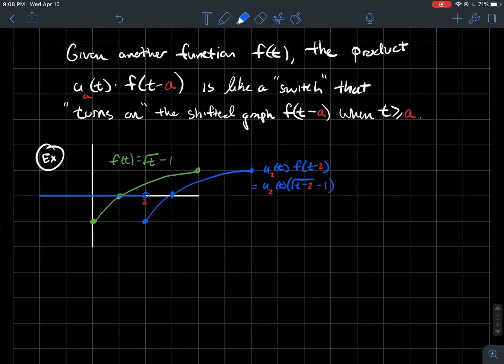Like I was trying to say a second ago, it's some kind of a switch where I don't actually start doing the square root function. I don't really get the green. It doesn't come on until I get to the input 2. And that's what I'm trying to say above.